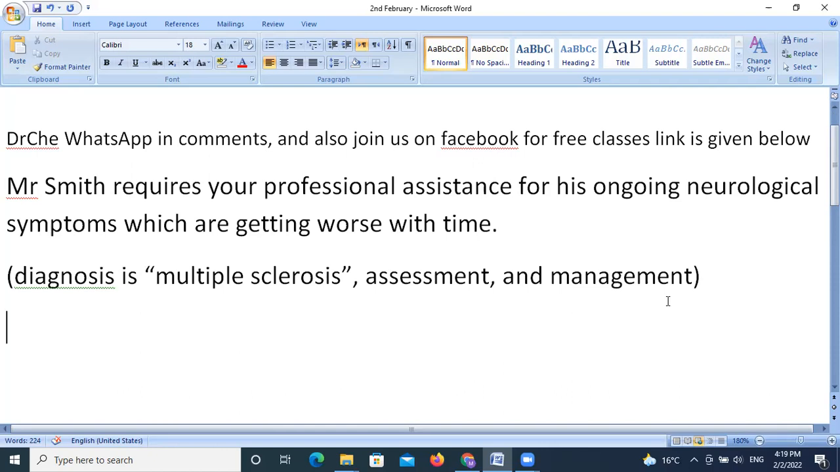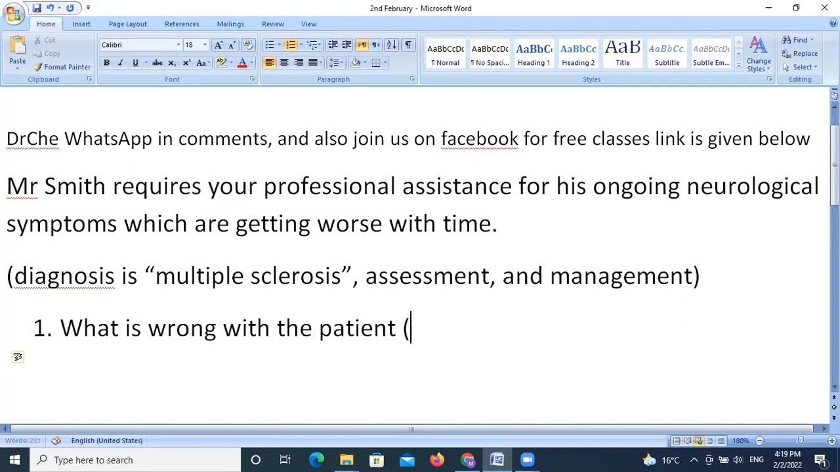Two things, okay? So always remember two things that we need to mention in the purpose. Number one, what is wrong with the patient? That is mostly the diagnosis. Okay, diagnosis or main issue. So what is the main problem of the patient? We need to mention what is wrong with the patient. Number two, aim of referral, that is what we want from the reader.